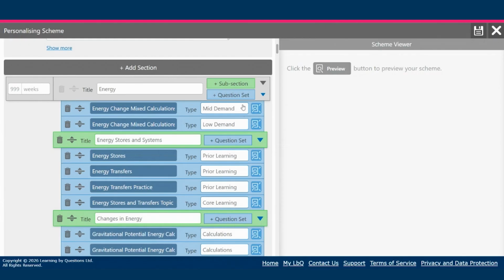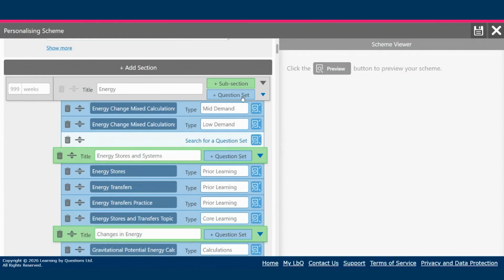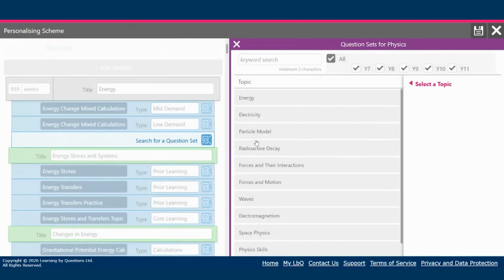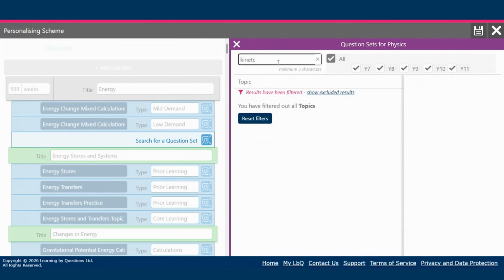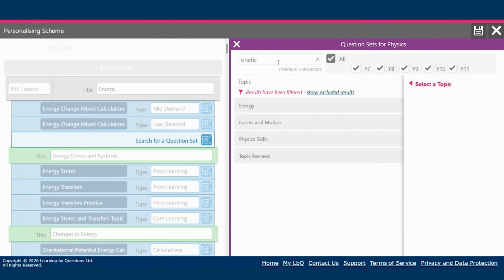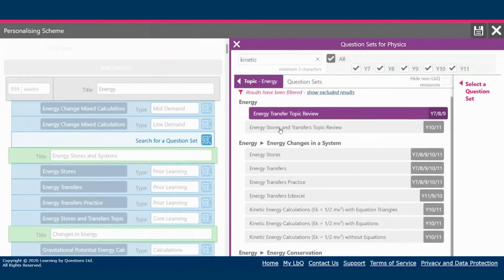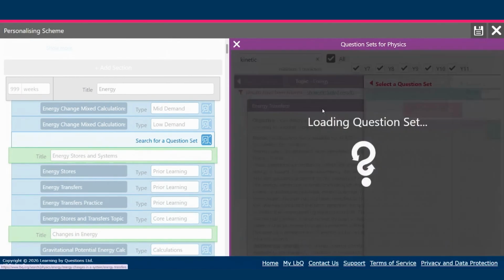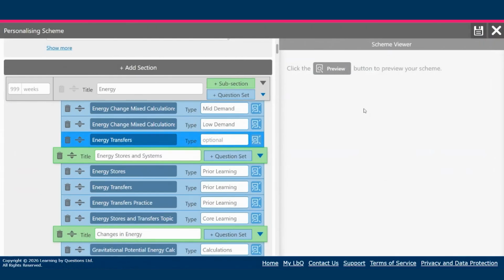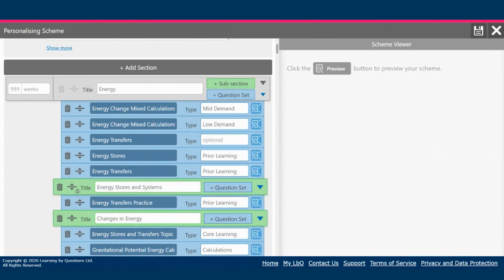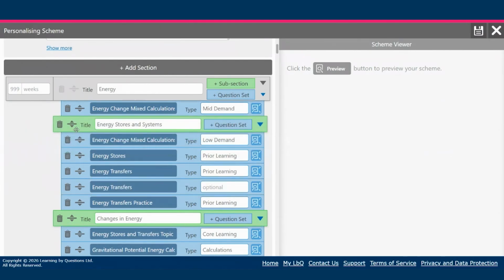You may want to search for some different question sets to replace them, in which case you just hit add question set and you do a very simple keyword search, if I can spell that correctly. And you can add a question set. Literally, you've just seen how long that's taken me, 10, 15 seconds. It's very, very intuitive. So you can build a scheme that you can then place a class on that is being taught by a non-specialist science teacher, and they're ready to go.